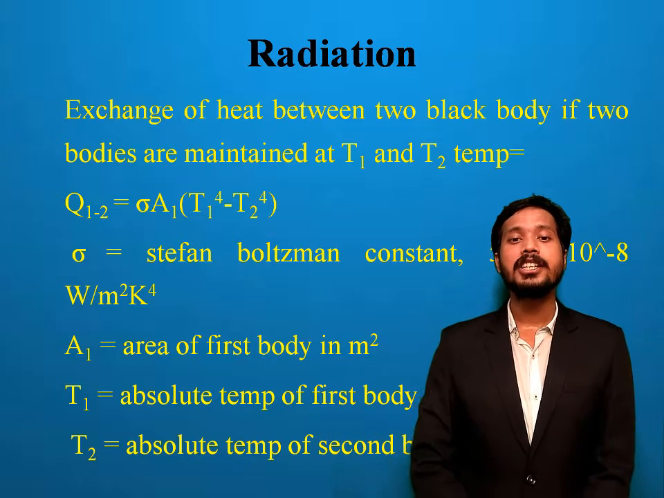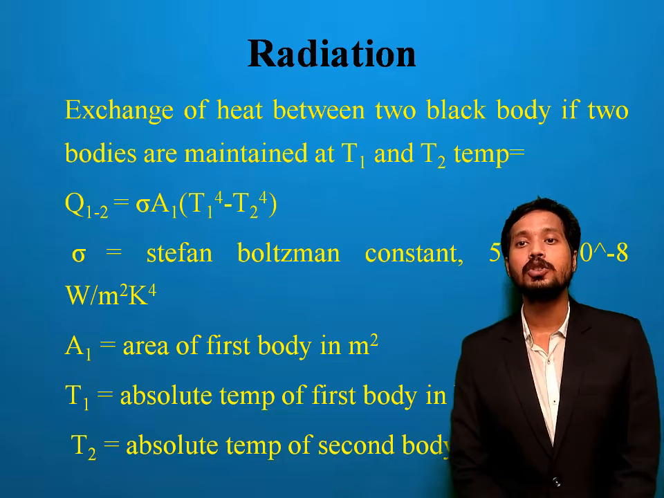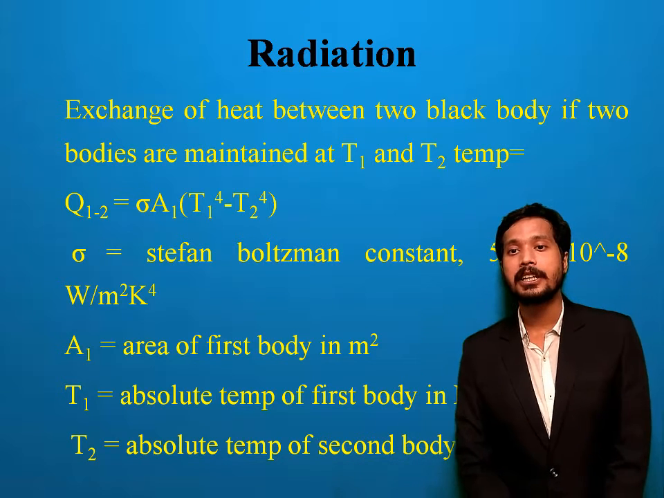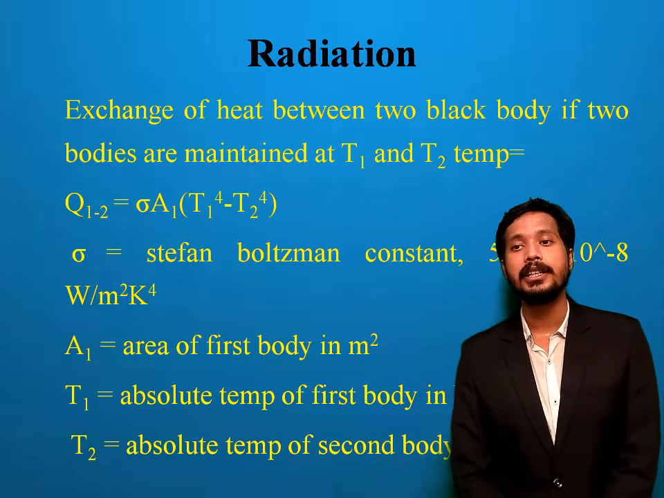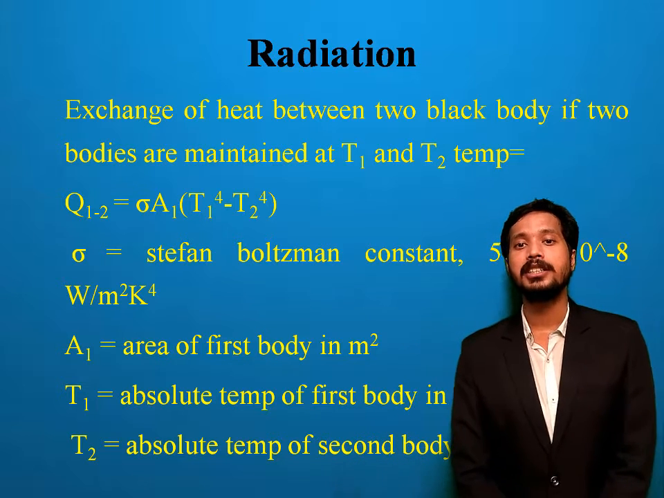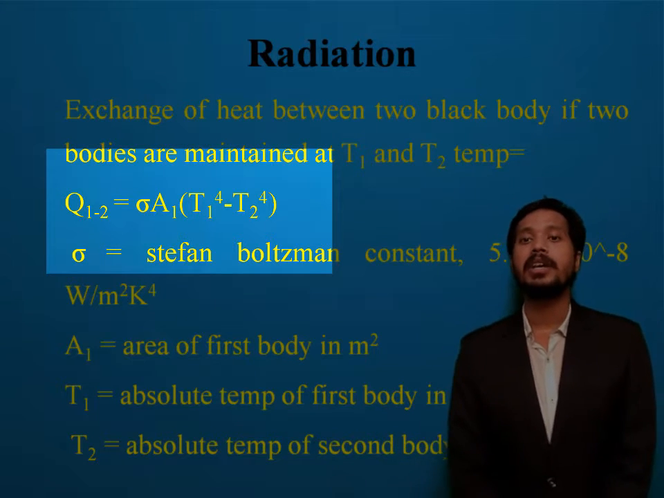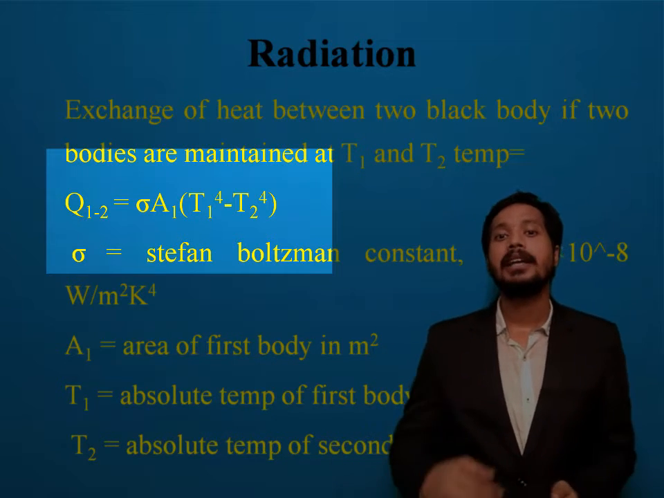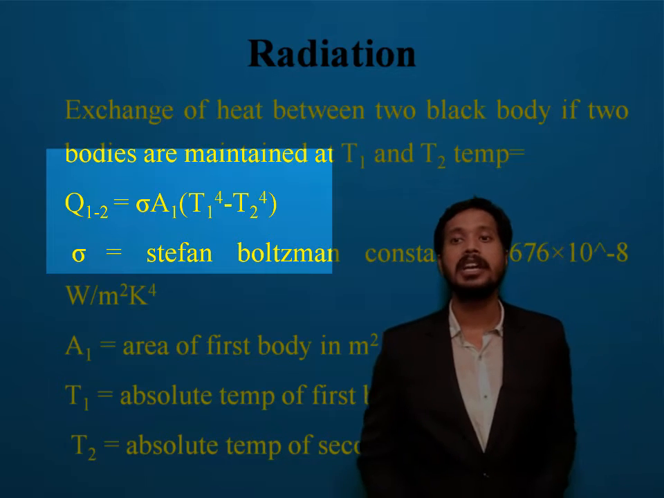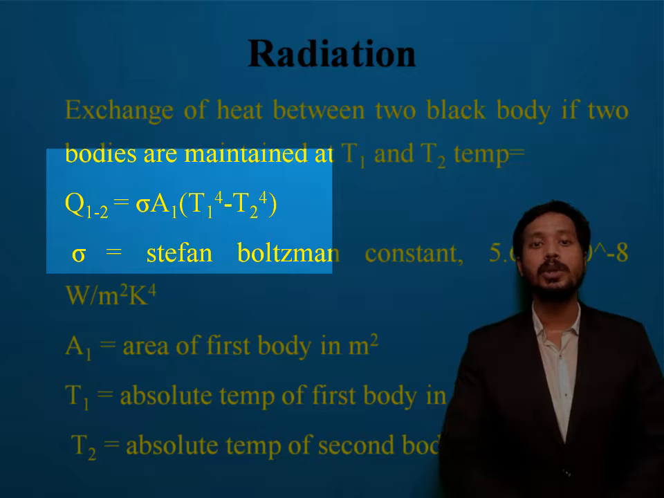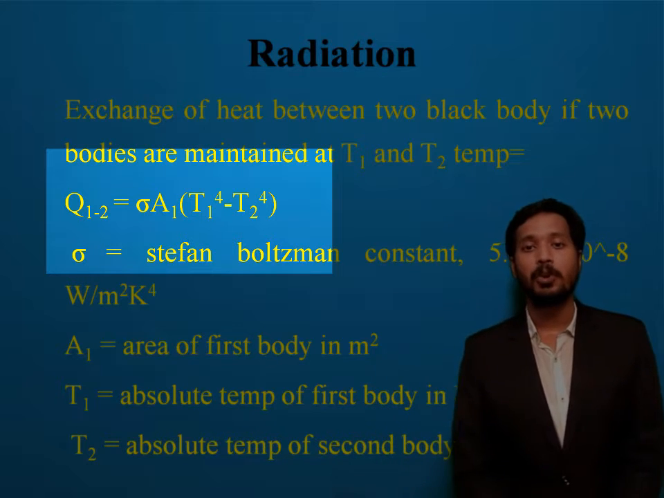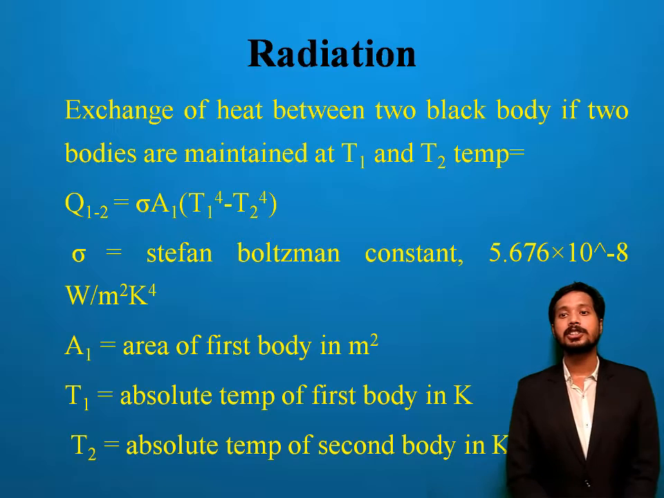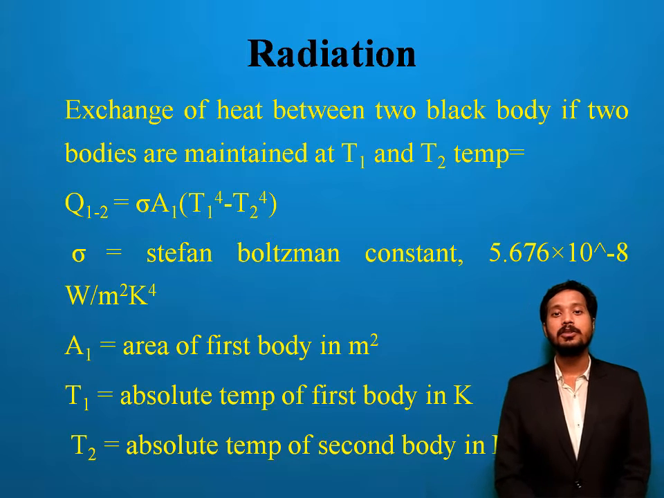Now we see the exchange of heat between two bodies if the two bodies are maintained at two different temperatures. Means there is a difference in temperature between the two bodies. In that case, the formula of radiation is Q12 equals sigma into A1, means the A1 body emits energy and the A2 body absorbs energy. So A1 is the area we consider. So sigma into A1 within bracket T1 power 4 minus T2 power 4. Sigma is called the Stefan-Boltzmann constant. The value is 5.676 into 10 power minus 8 watt per meter square Kelvin power 4.